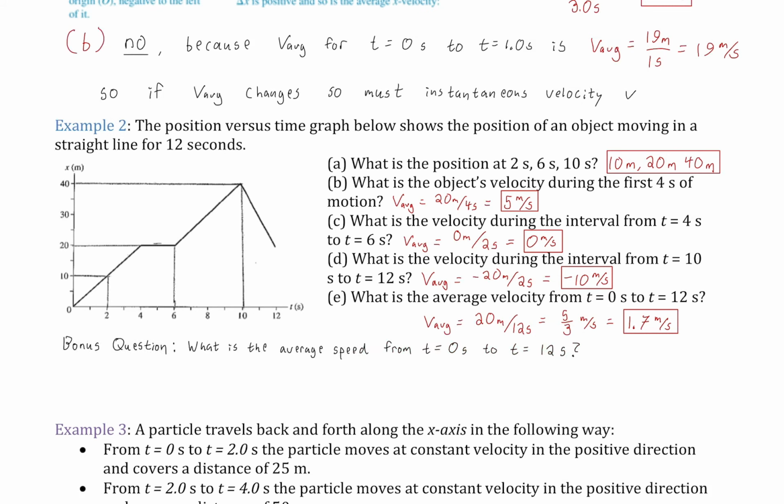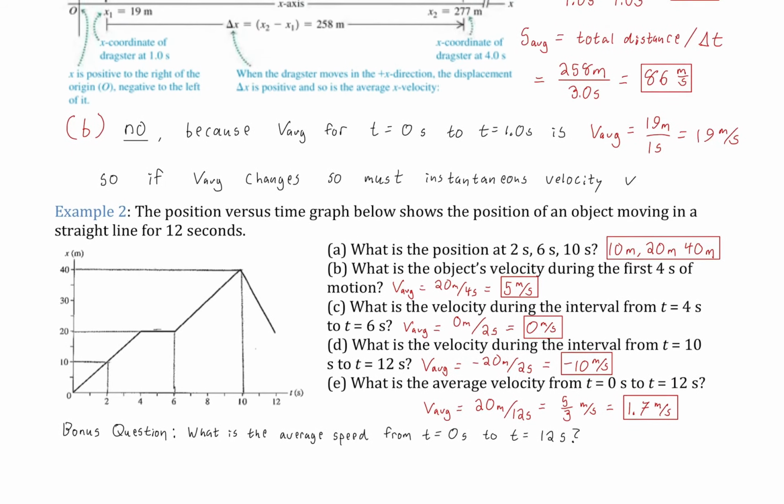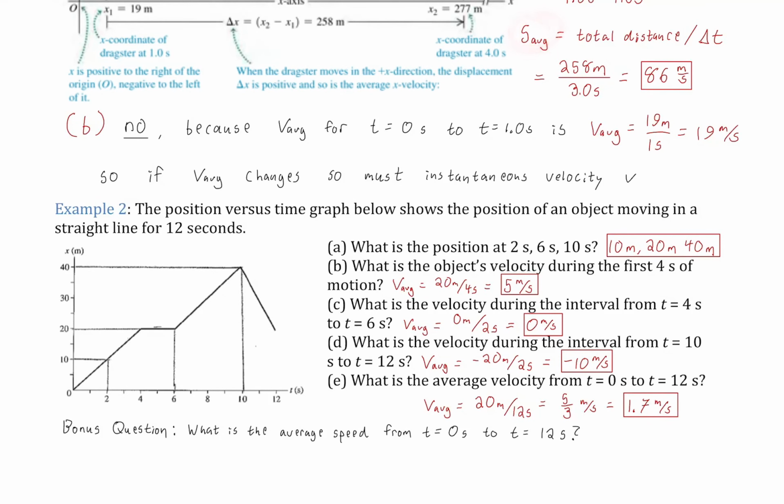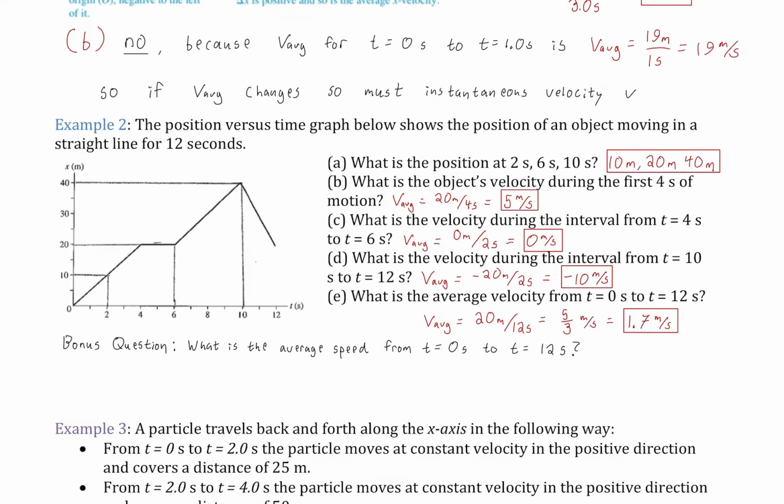All right, bonus question. What is the average speed from 0 to 12? So same time frame as in part E, but now I'm asking for average speed. Would it also just be 1.7? Do they agree again? Like the average speed and average velocity agreed up here, right? Well, no, definitely not, because the particle does start to go backwards.